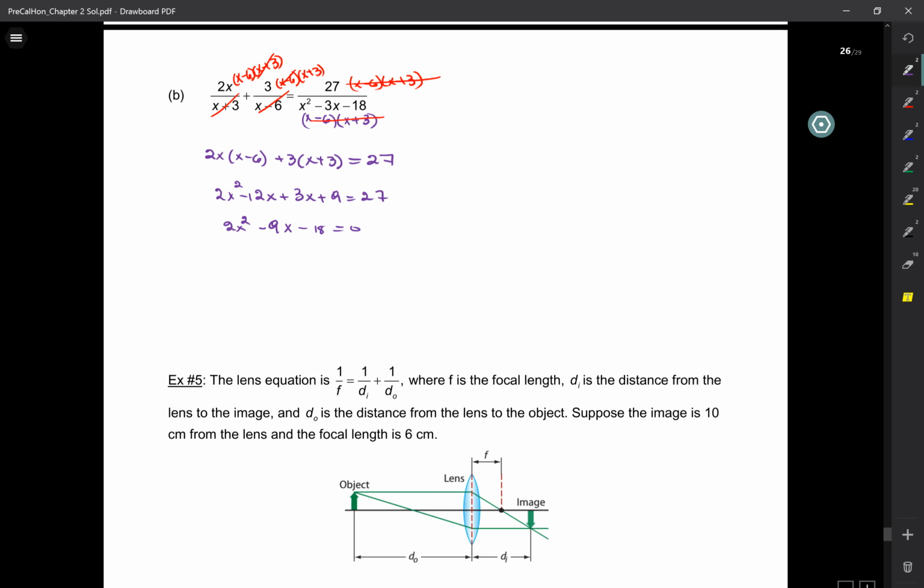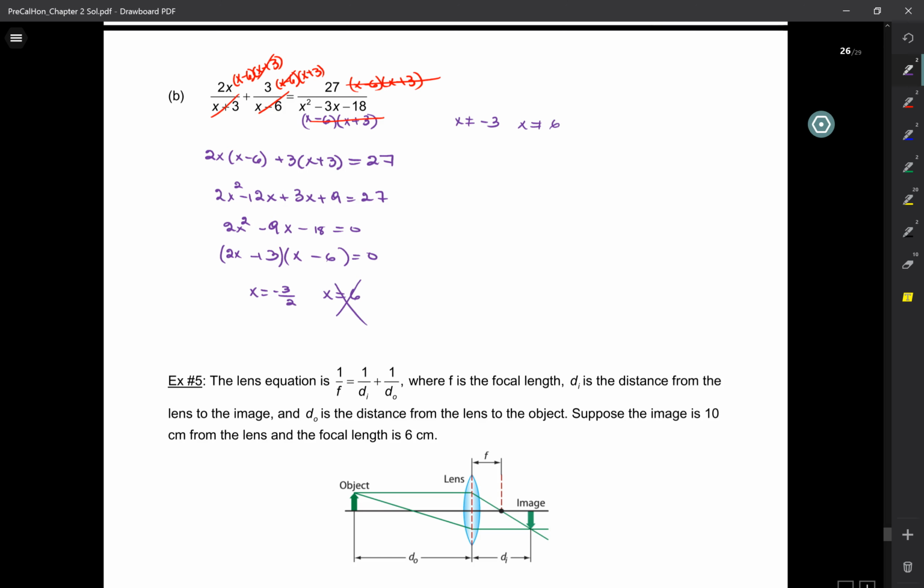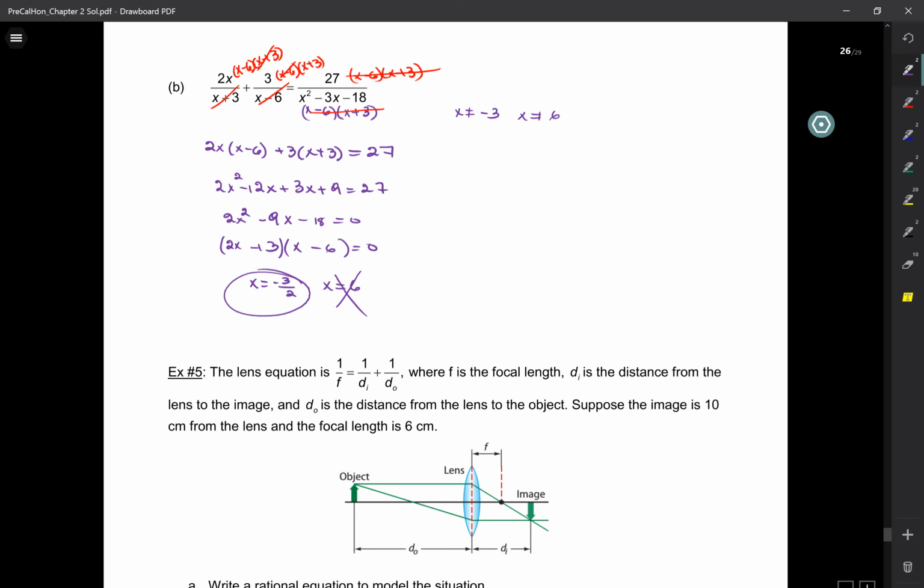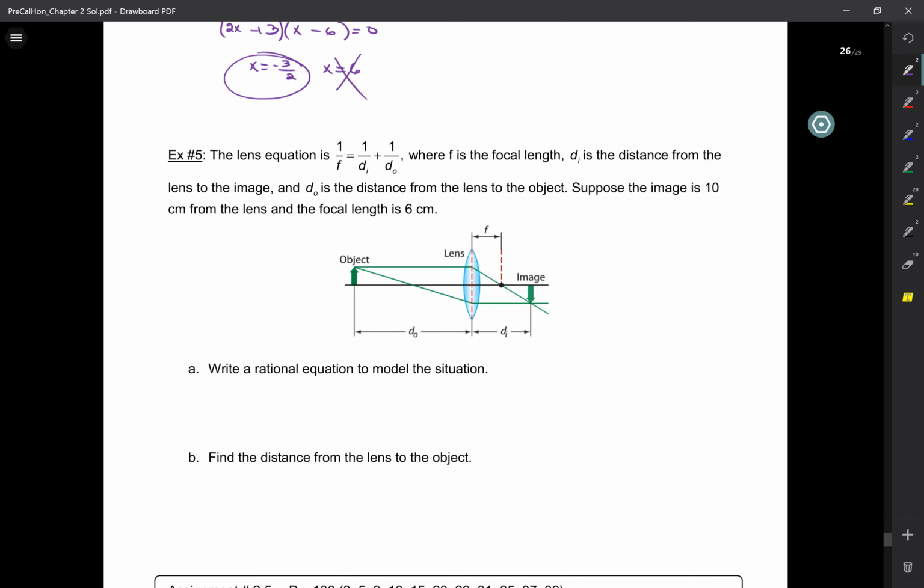All right, so this is 2x plus 3 times x minus 6. So x equals negative 3 over 2, and x equals 6. All right, now what were our restrictions here? That x cannot be negative 3, x cannot be positive 6. So that crosses that out. My only answer is x equals negative 3 over 2.